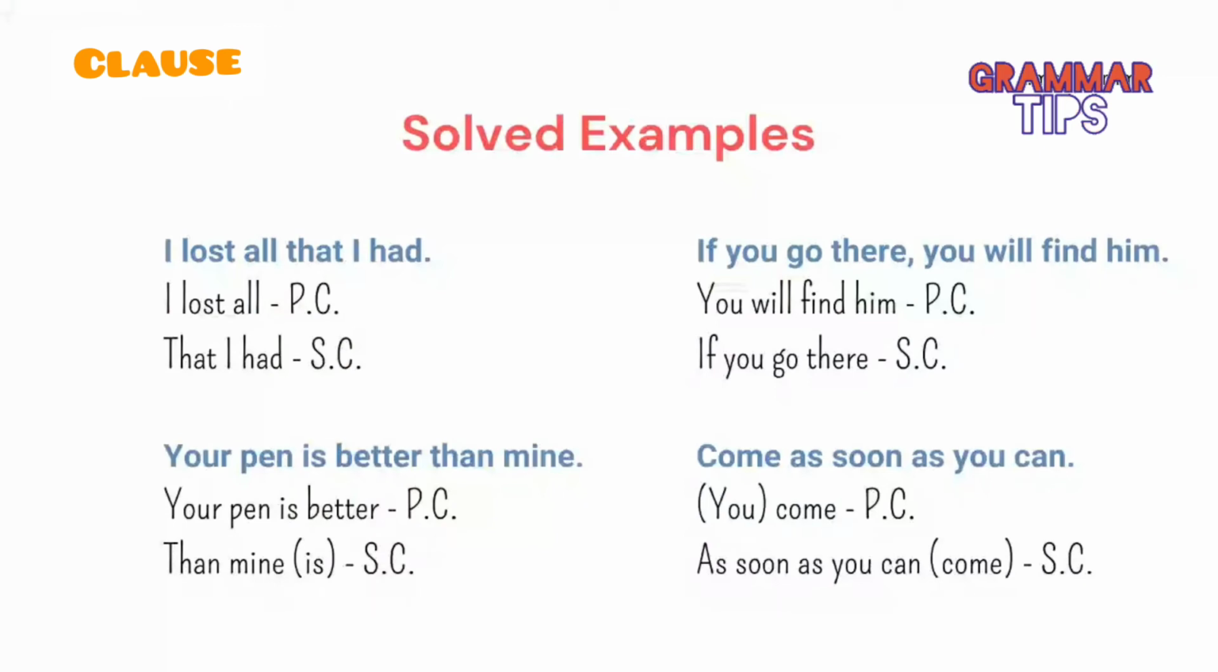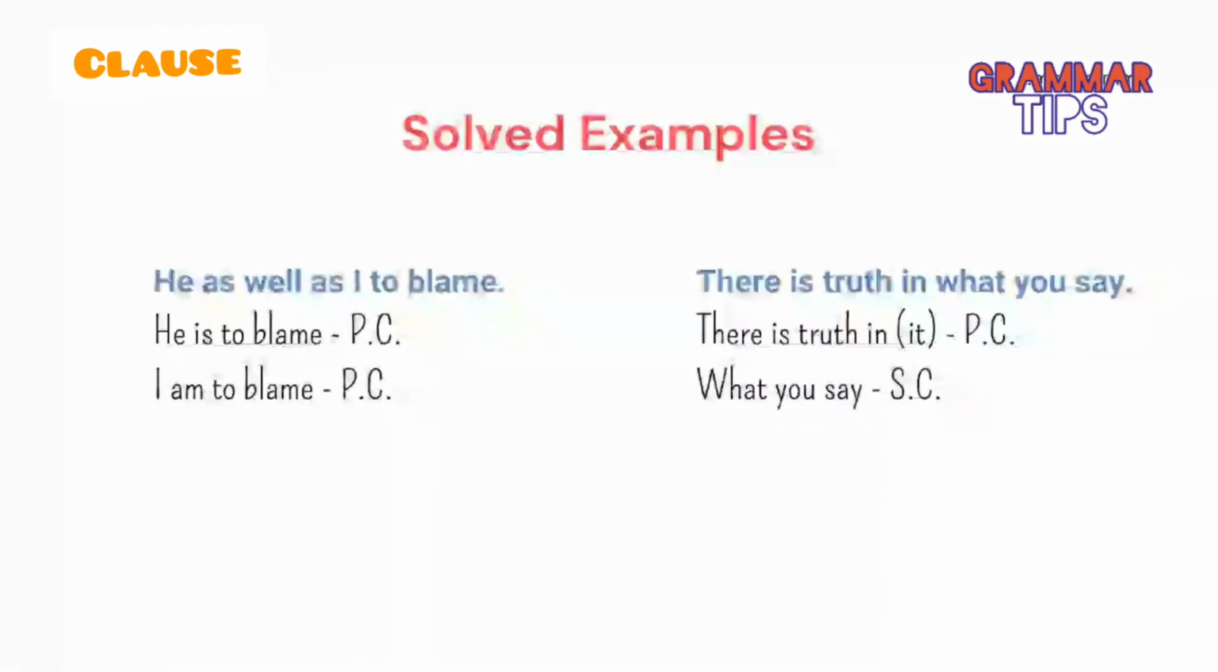4. Come as soon as you can. You come is a principal clause. As soon as you can is a subordinate clause. So here this is how we can identify principal clause and subordinate clause. Next example, he as well as I am to blame. He is to blame, principal clause. I am to blame is also principal clause.